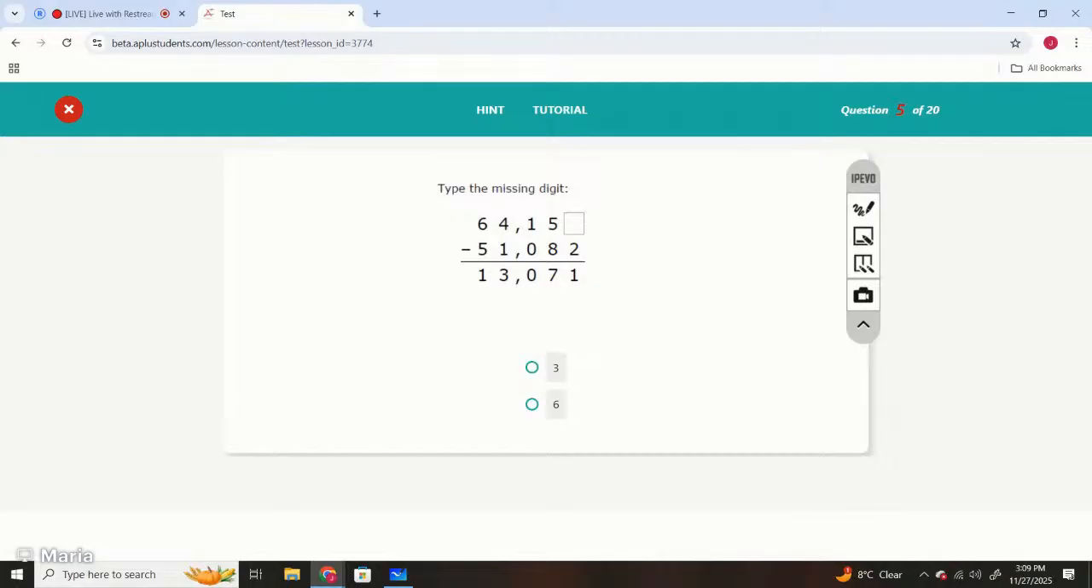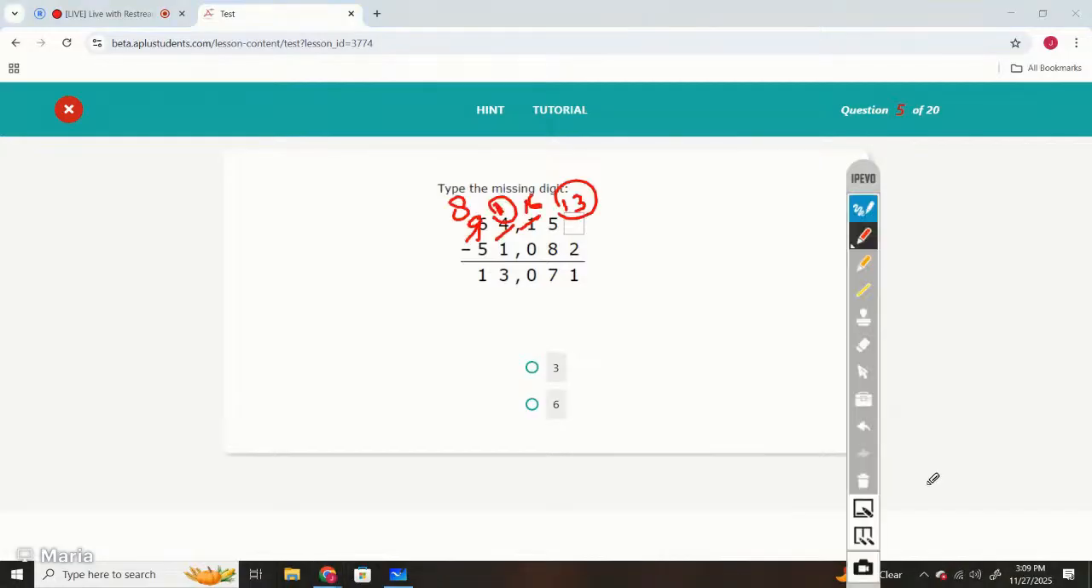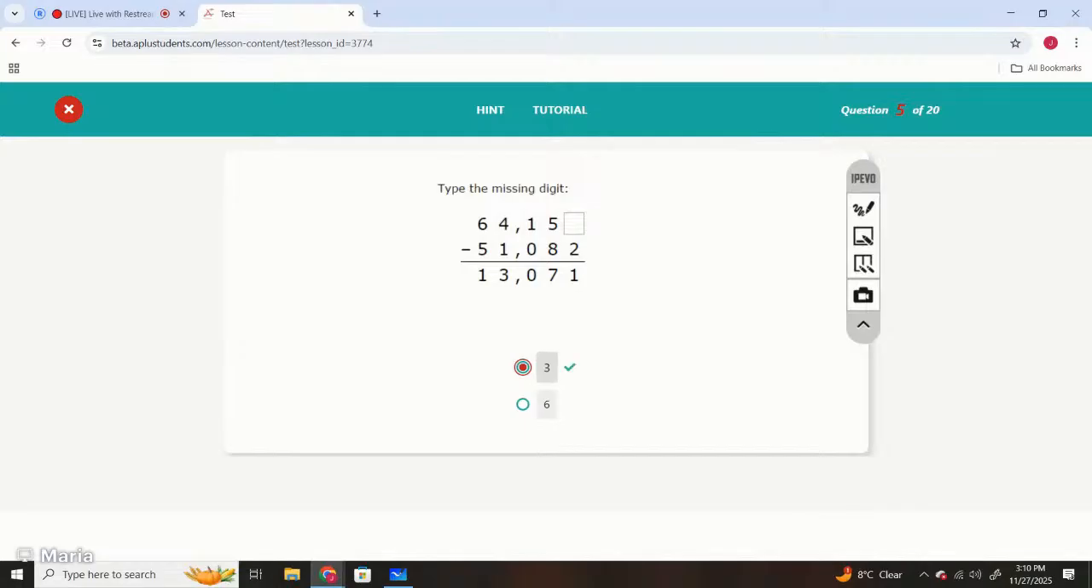Type the missing digit. So start subtracting from ones. That is 3 take away 2 is 1. The correct option is 3. The missing number is 3. Option number 1 is the correct option.